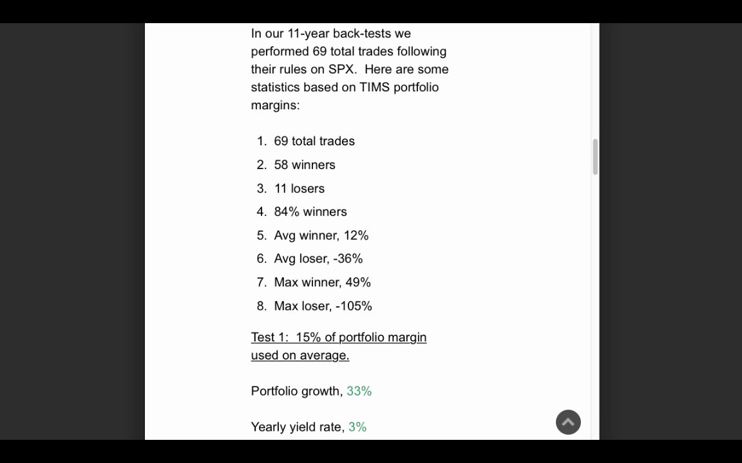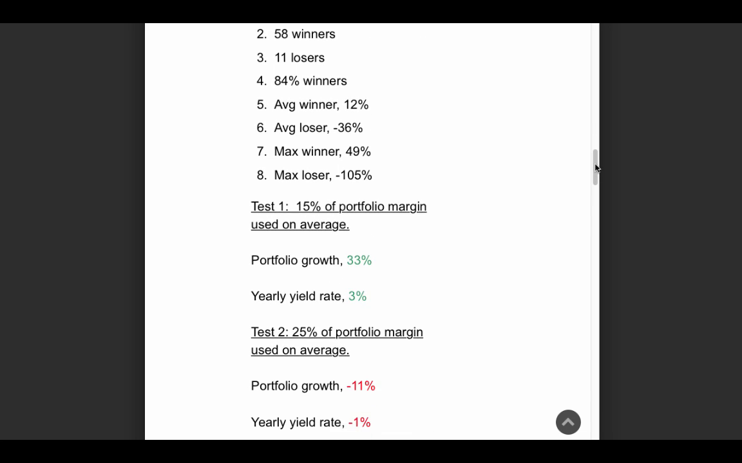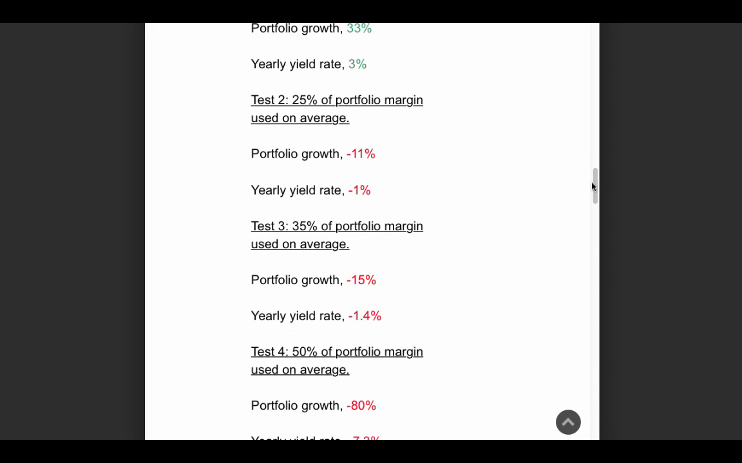Most traders, again, are aggressive about their investments and they want to make money. They're greedy. So all the PM traders I know are using between 30 and maybe 70% of their capital. So 15% is unlikely, but we did test that. And over the 11-year period, the strategy grew the account 33%. And again, it was 11 full years, so the average yearly rate was about 3%. And unfortunately for the strategy, that was the best that it ever performed. So now I'll bring in some of the other results for you to see.